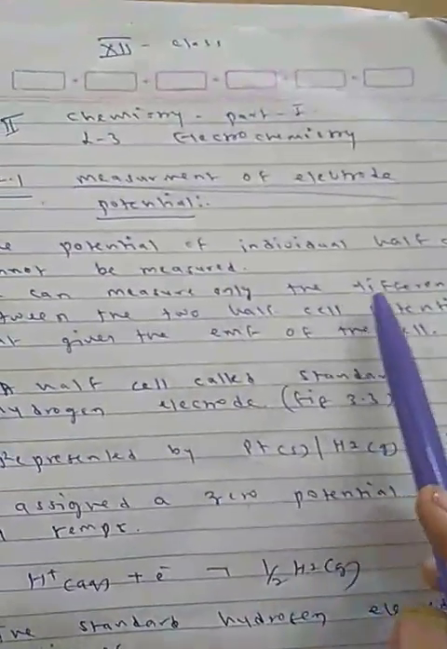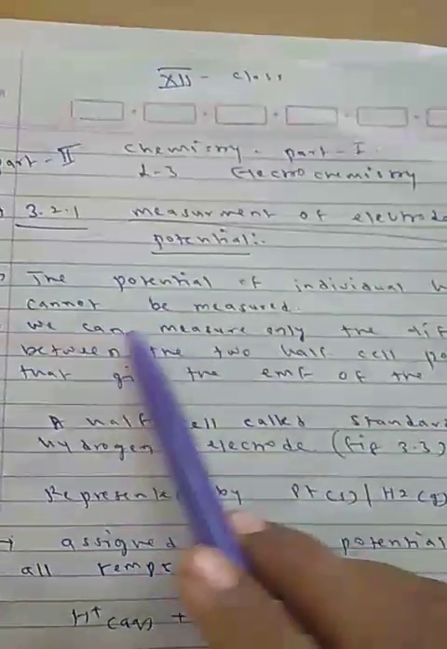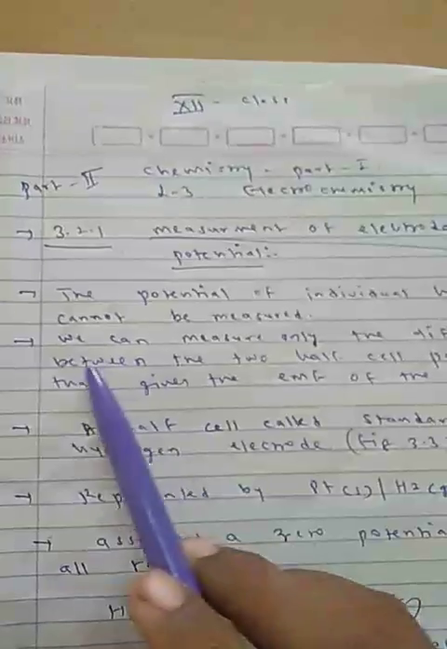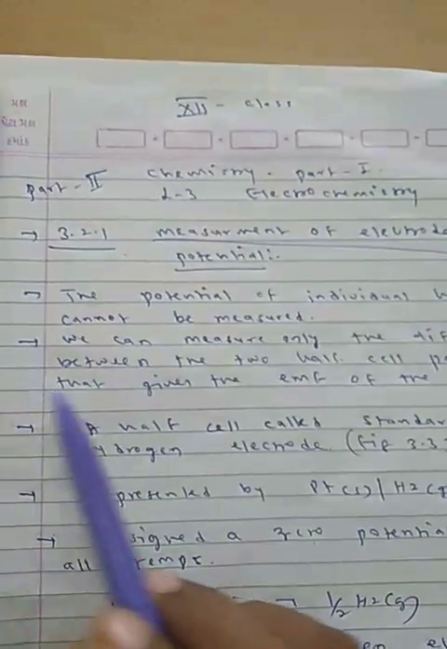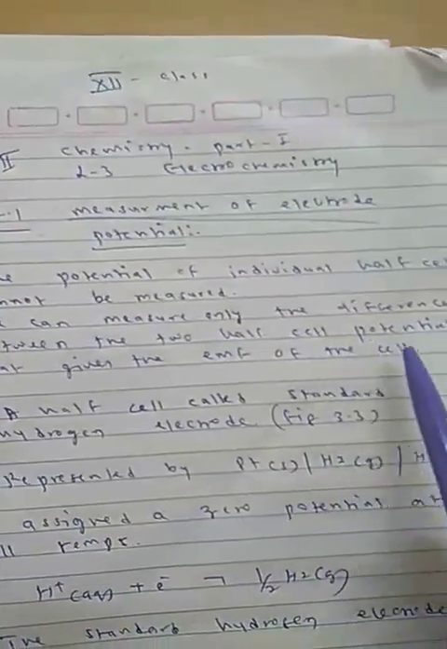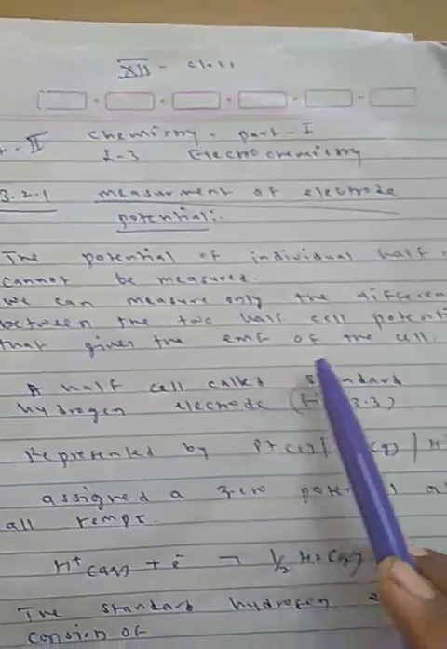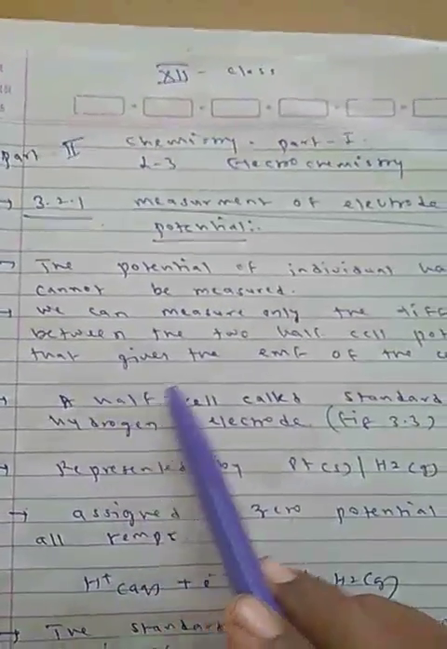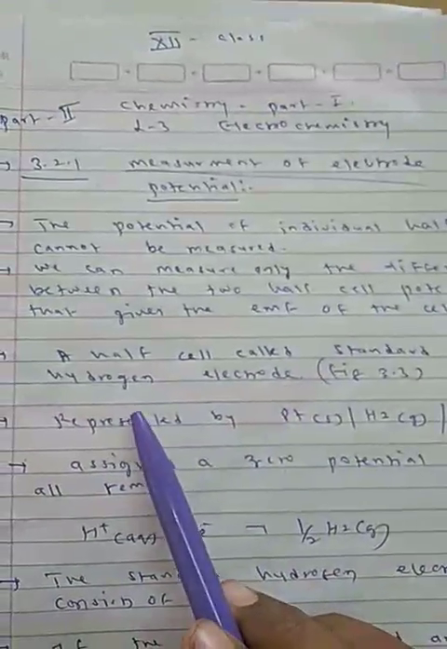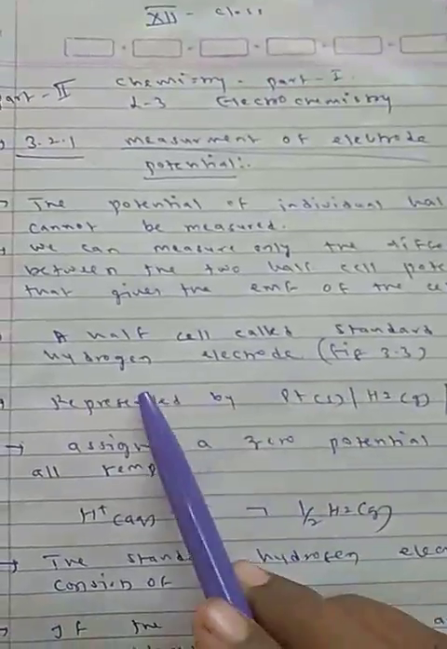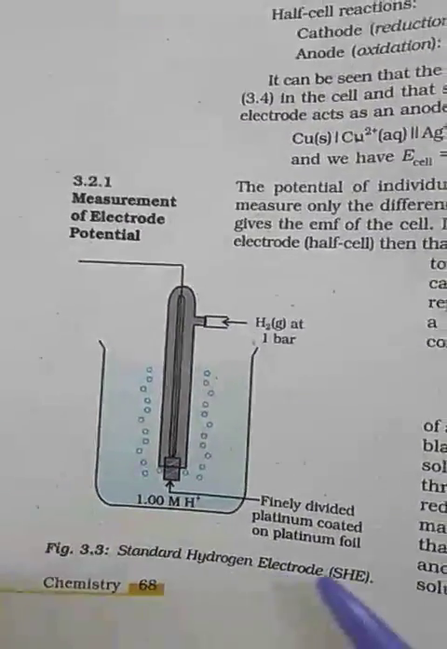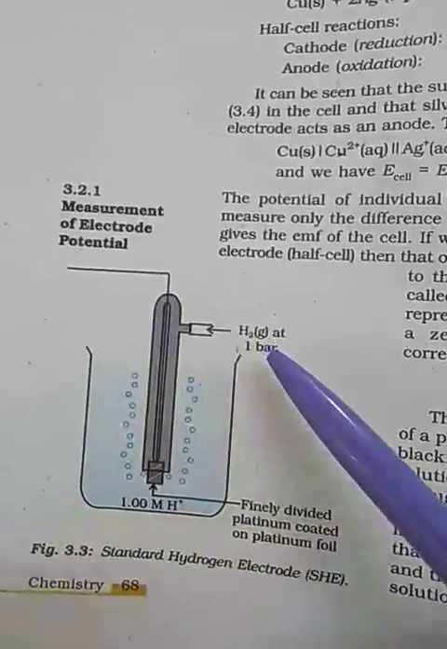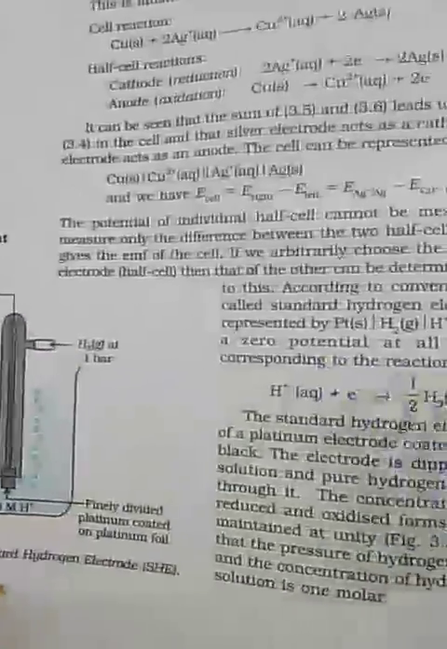The potential of an individual half cell cannot be measured. I taught you how to make the half cell, full cell and all. We can measure only the difference between the two half cells' potential, that gives the EMF of the cell. A half cell called standard hydrogen electrode. In figure 3.3 you see the standard hydrogen electrode half cell, how they are making it. I will tell you.